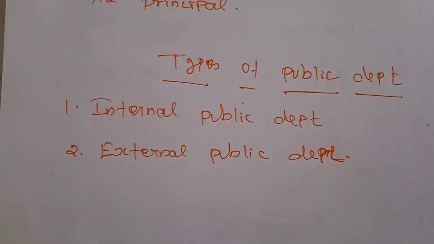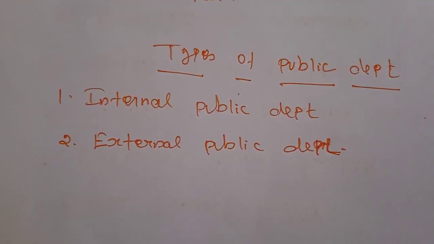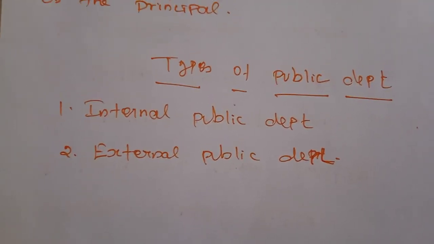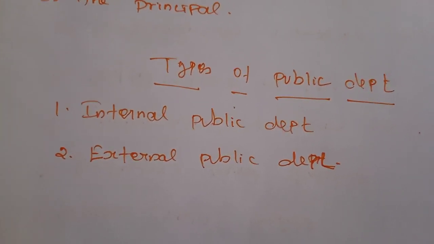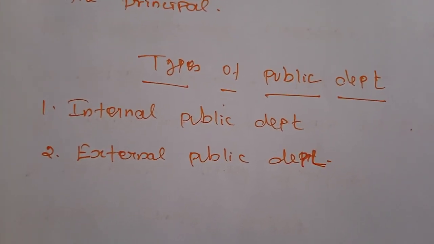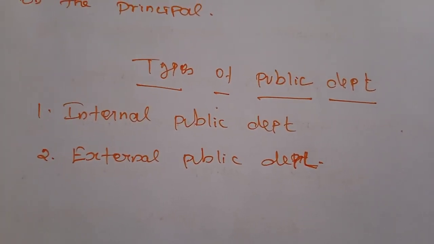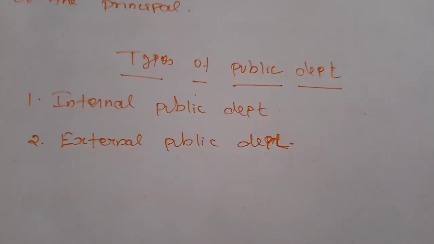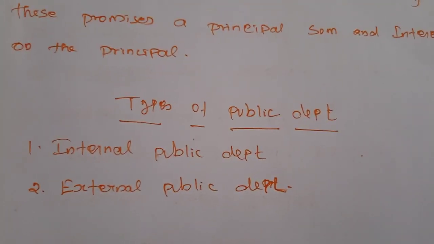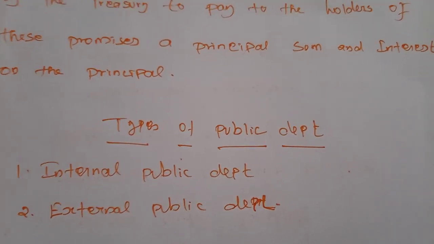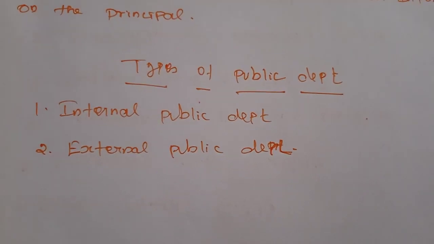An internal public debt is a loan taken by the government from the citizens or from different institutions within the country. An internal public debt only involves the transfer of wealth. Transfer of wealth means, within a country, the government is able to borrow the money. Those organizations may be individuals or financial organizations.